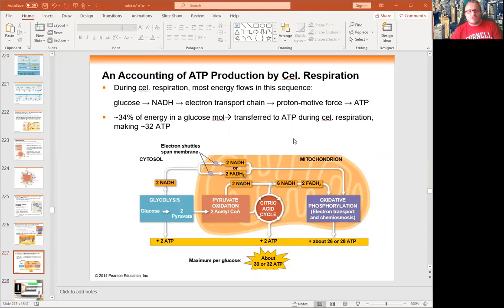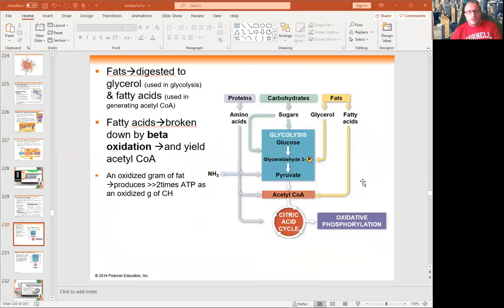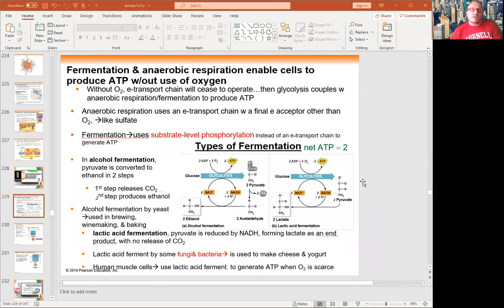Here is a summary. It shows that oxidative phosphorylation can produce 26 to 28 ATP, while the citric acid cycle produces 2 ATP, and glycolysis produces 2 ATP. If you add them together, the total maximum ATP per glucose molecule is 30 to 32 ATP. Also, there is fermentation. If there is no oxygen, fermentation can still produce 2 ATP.